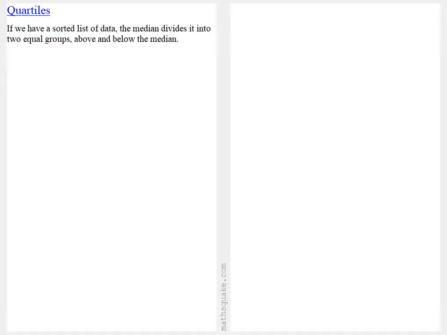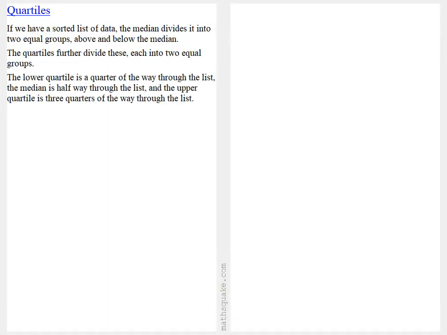An alternative way of calculating the spread is to consider what we call the quartiles. If we've got a sorted list of data, the median divides it into two equal groups, above and below the median. The quartiles further divide each of these into two equal groups. The lower quartile is a quarter of the way through the list, the median is halfway through the list, and the upper quartile is 3/4 of the way through the list.